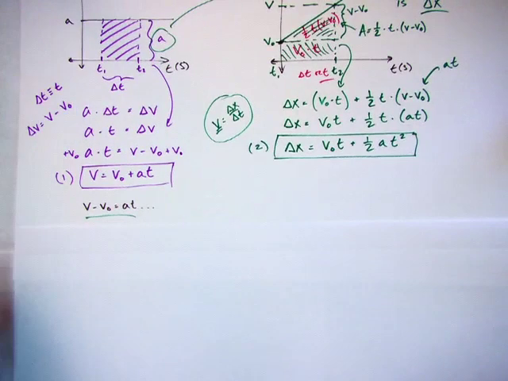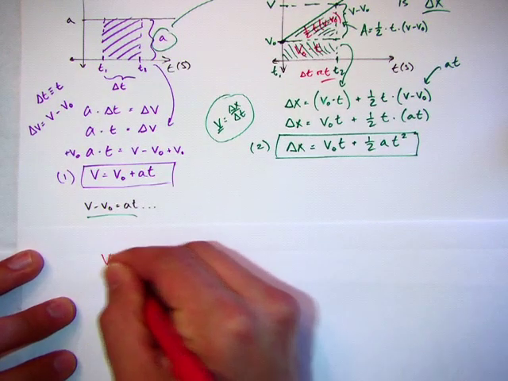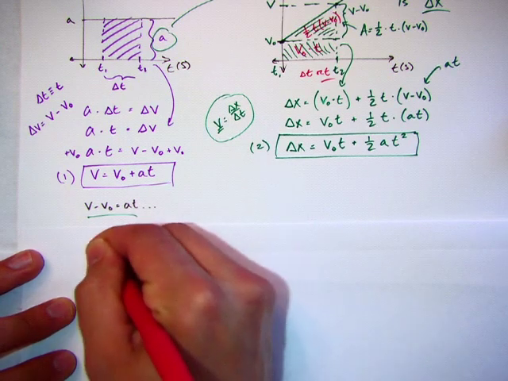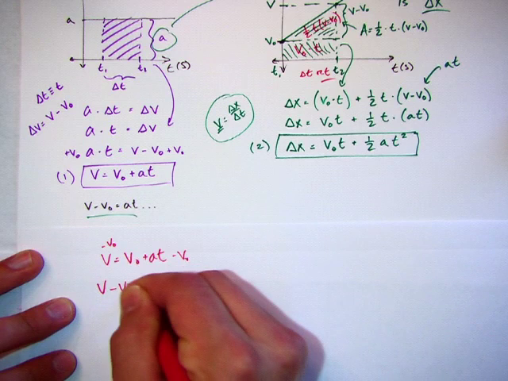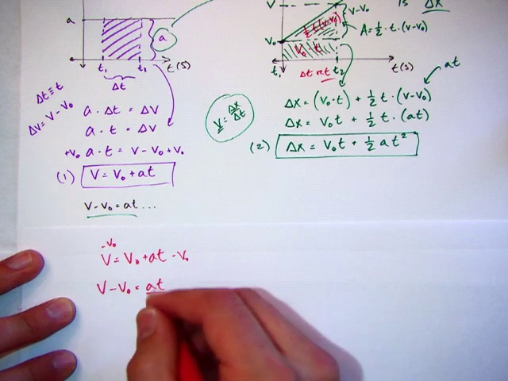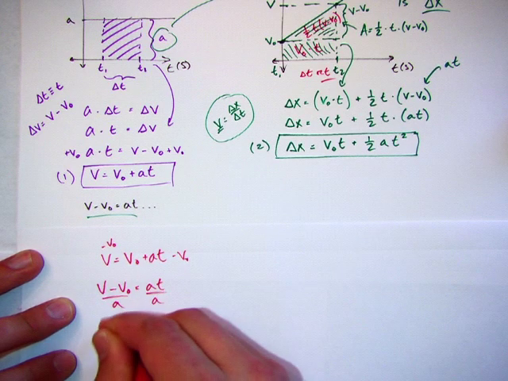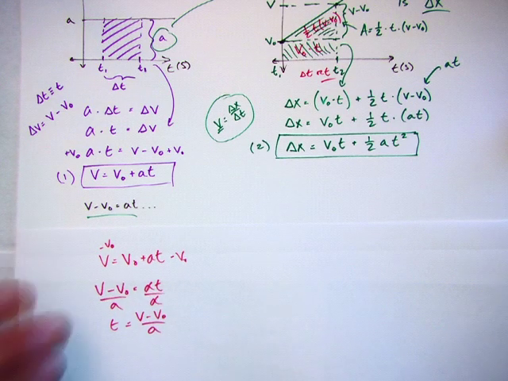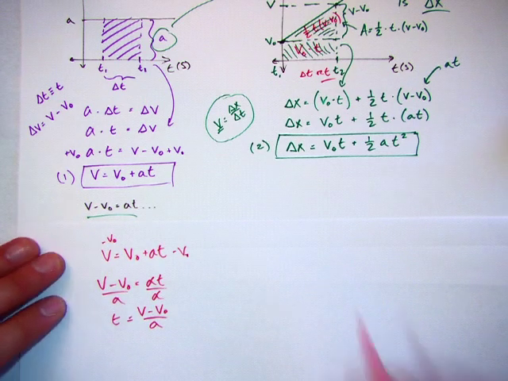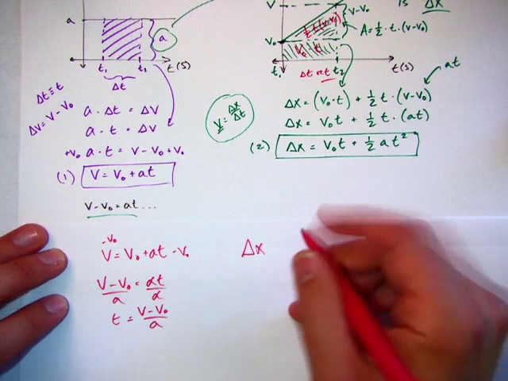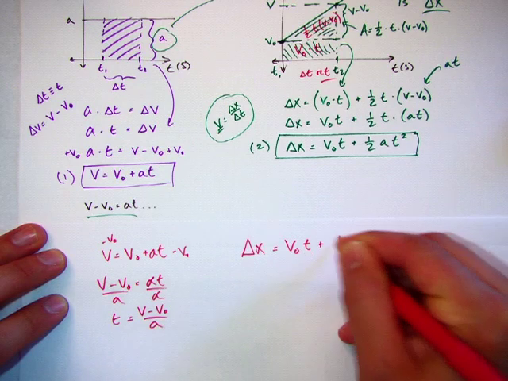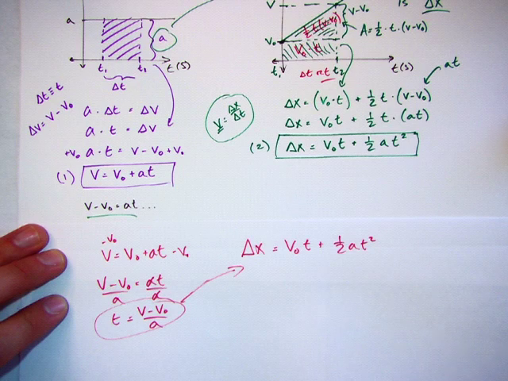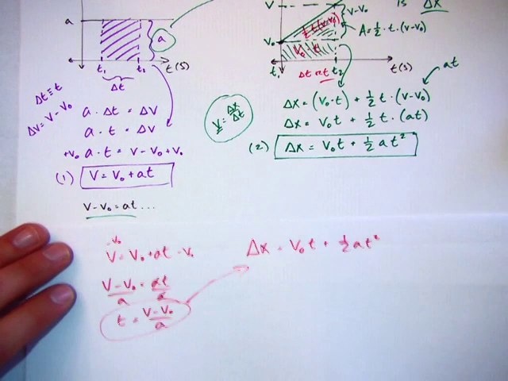Let me clean this up a little bit. Okay, so v equals v naught plus at. I'm going to subtract v naught, v minus v naught is at, and I'm going to divide by a to get an expression for t. t equals v minus v naught over a. I'm then going to go back to my second equation. Delta x is v naught t plus 1/2 at squared, and I'm going to substitute in for t, and then I'm going to simplify. This will get a little messy, so bear with me. All right.